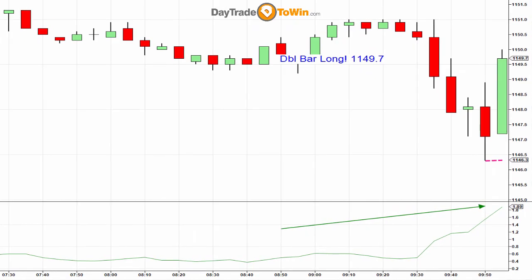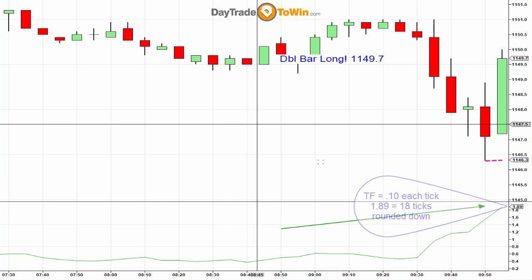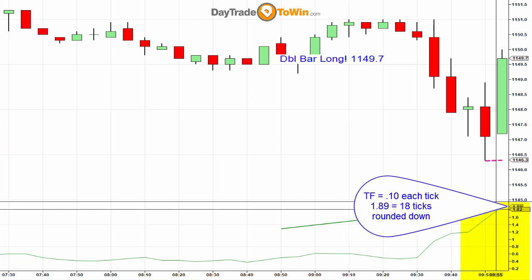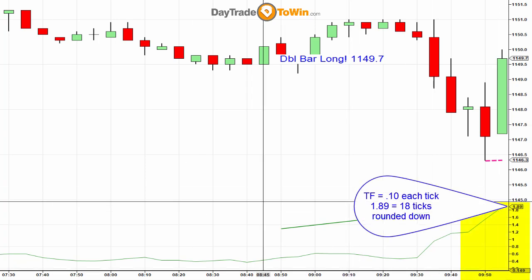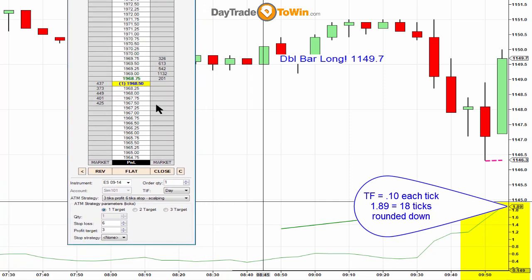So moving forward into the future, I can expect the market to move at least this amount, 1.89. But the Russell doesn't work in quarter point increments. Now, how do I know that? Well, I'm going to go back to my DOM. I'm going to change from the E-mini to the Russell.